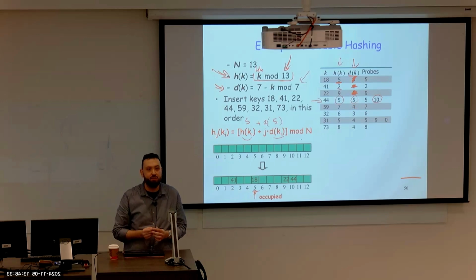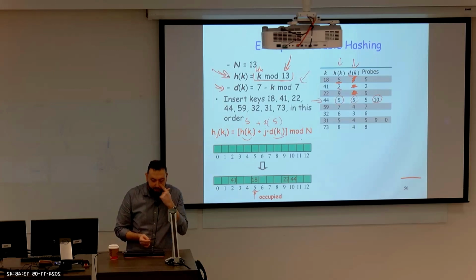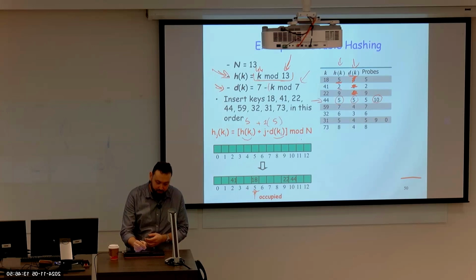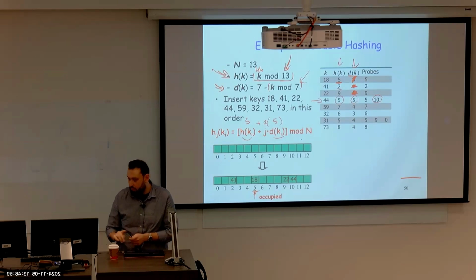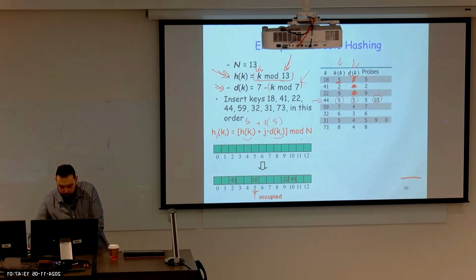Let's do another one. Yes? Unrelated, but just a math question. How come D of 3 for 44 is 5? Get the calculator and do 44 mod 7, and then 7 minus this, and check it. DK would be 2. 44 mod 7 equals 5. 7 minus 5 equals 2. I think it's 7 minus K mod 7.